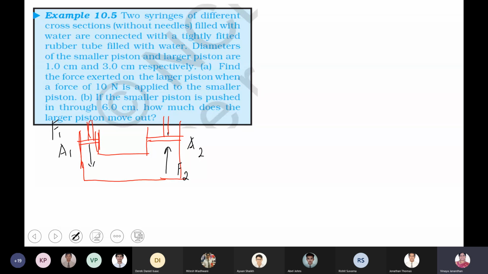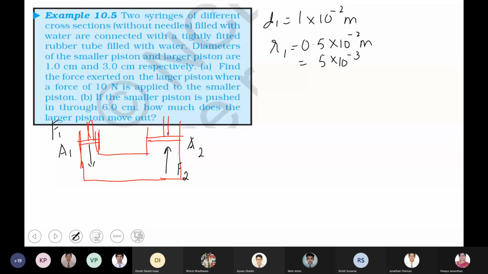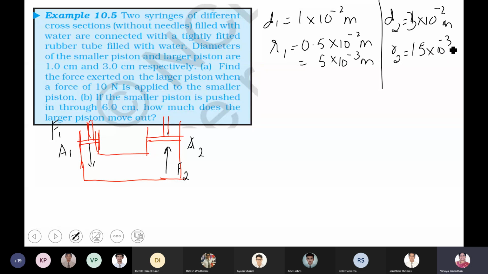What is the diameter of the smaller piston? D1 is 1 centimeter, 1 into 10 to the power of minus 2 meter, or R1 is equal to 0.5 into 10 to the power of minus 2 meters, or I can write it as 5 into 10 to the power of minus 3 meters. Okay, what is the diameter of the second one? D2 is 3 into 10 to the power of minus 2, or R2 is equal to 1.5 into 10 to the power of minus 2. So then I'll write this one.